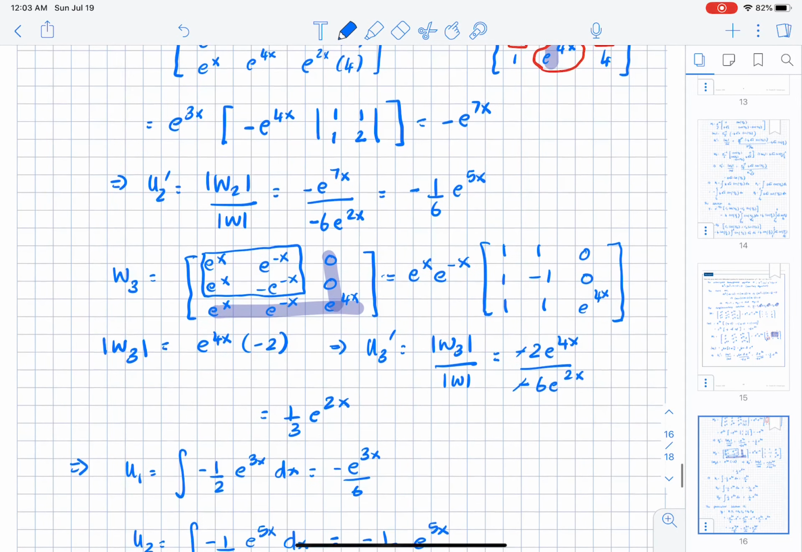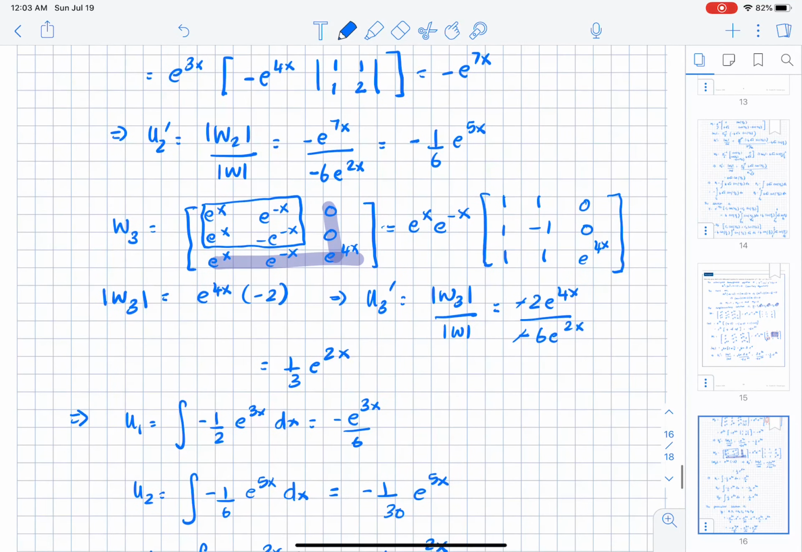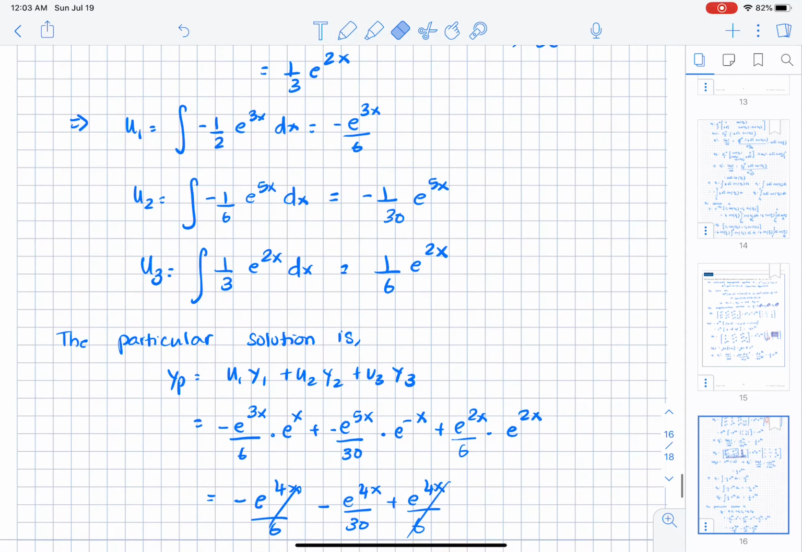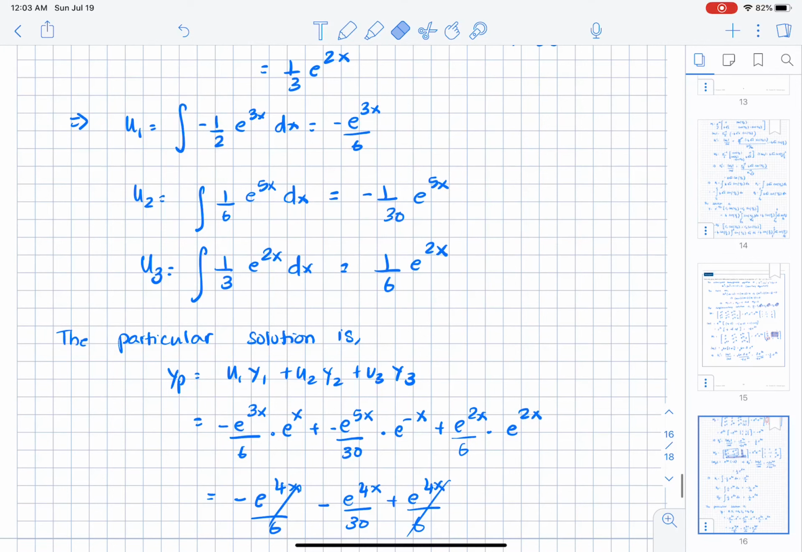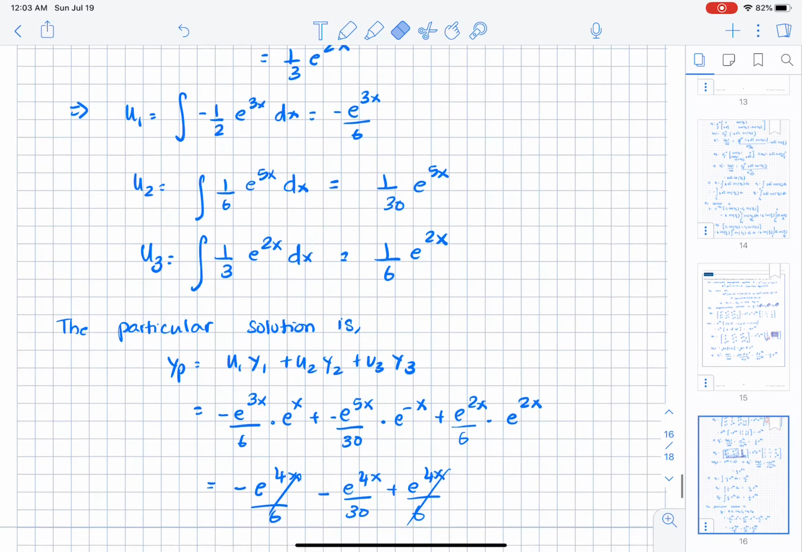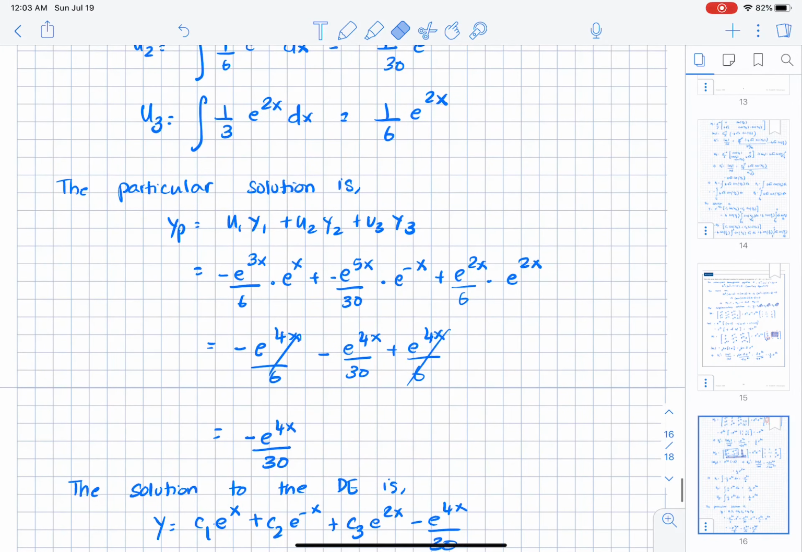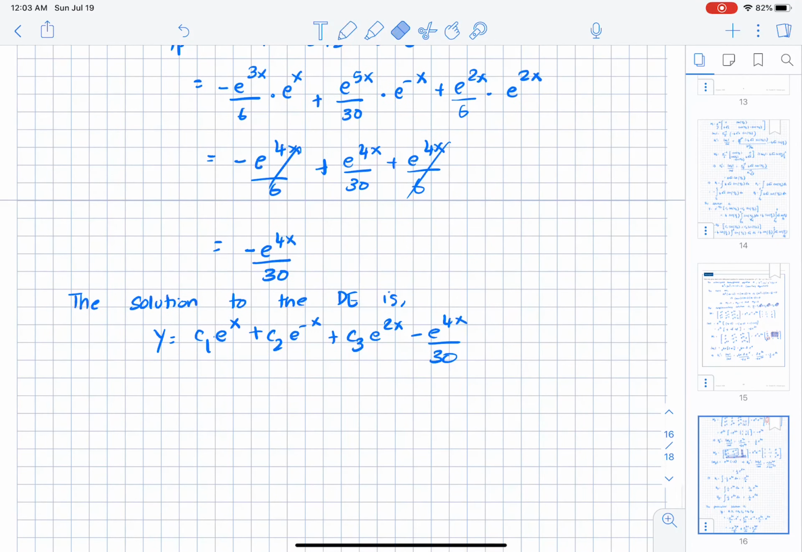Is it a minus? Yeah. Ooh, this is positive. So that would be positive. Which would make that term positive, that positive. So it would be plus e raised 4x over 30.